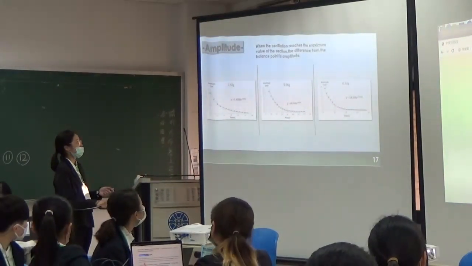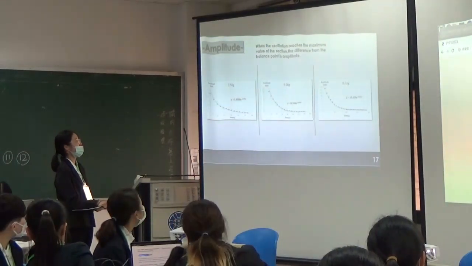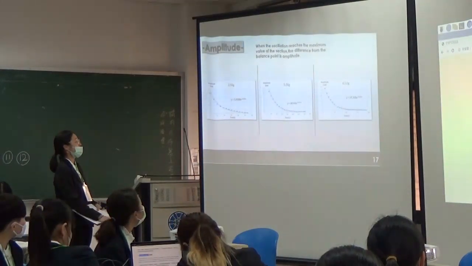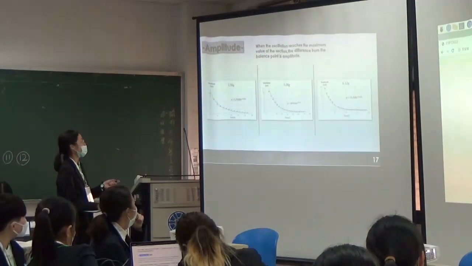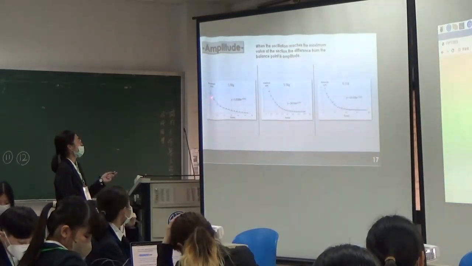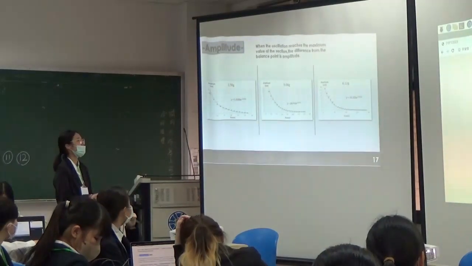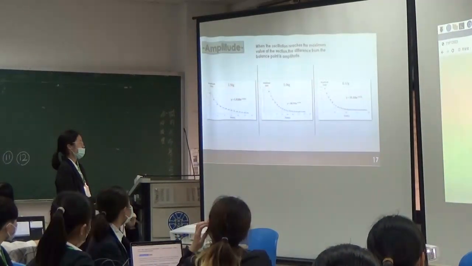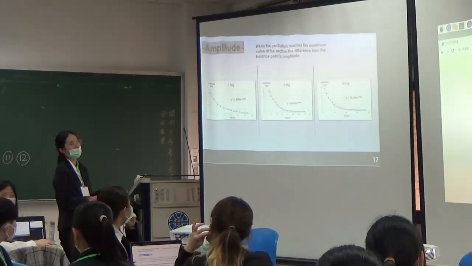And this is our amplitude scatter. When the oscillation reaches the maximum value of the section, the difference from the balance point is the amplitude. The x-axis is time in seconds, and the y-axis is amplitude. And we can get the trend line equation, and we will tidy it up later.